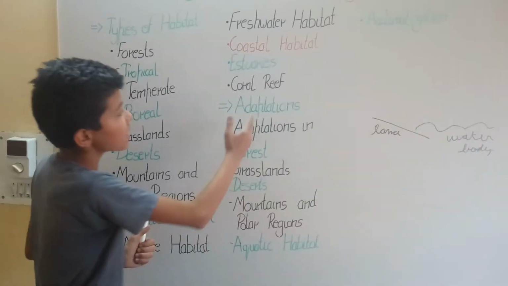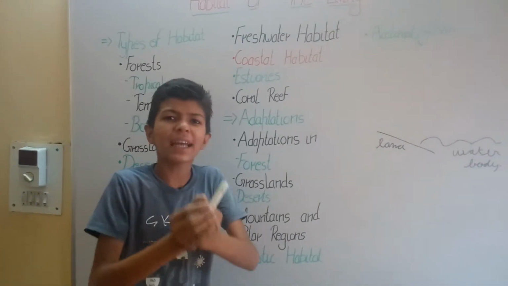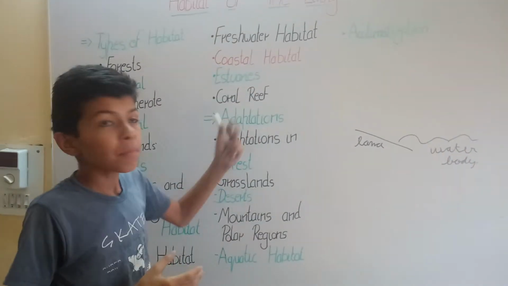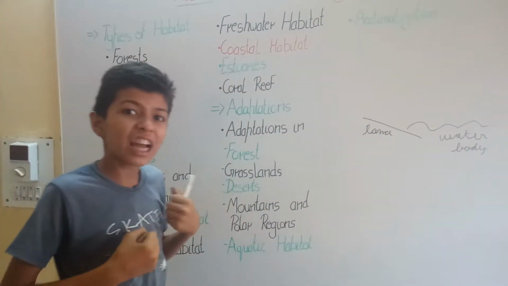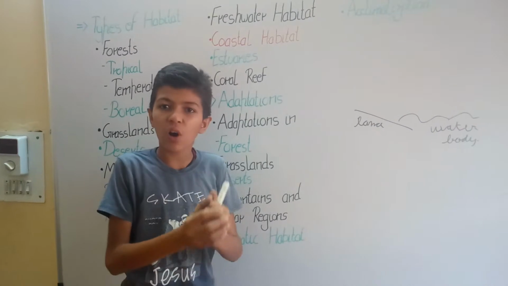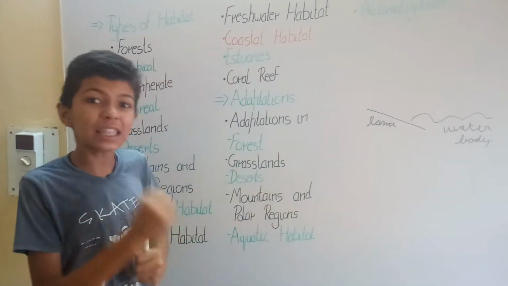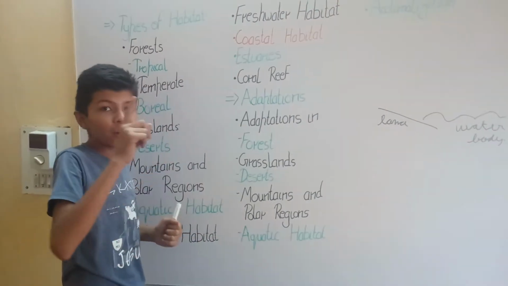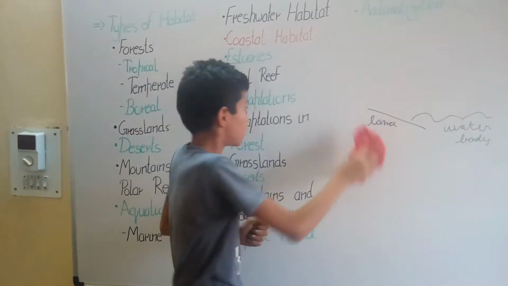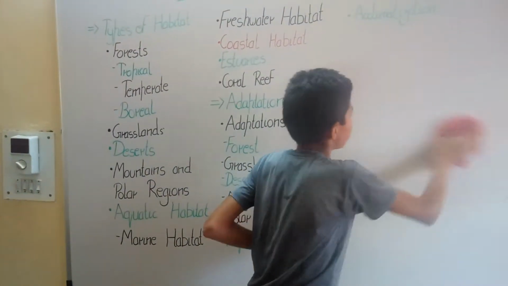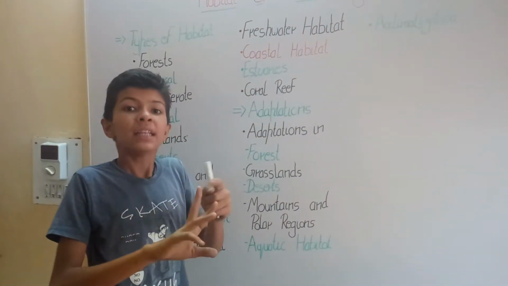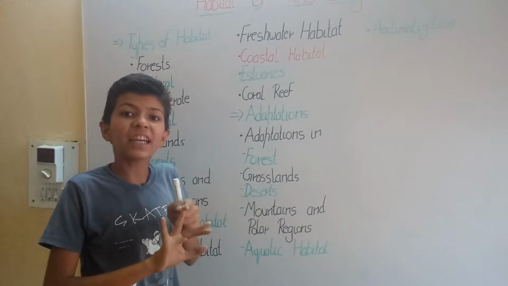Then we have adaptation. So friends, what is an adaptation? Adaptation is a certain change in the structure or behavior of an organism to adjust to its surroundings. Adaptation means change in body, change in behavior, and change in structure.